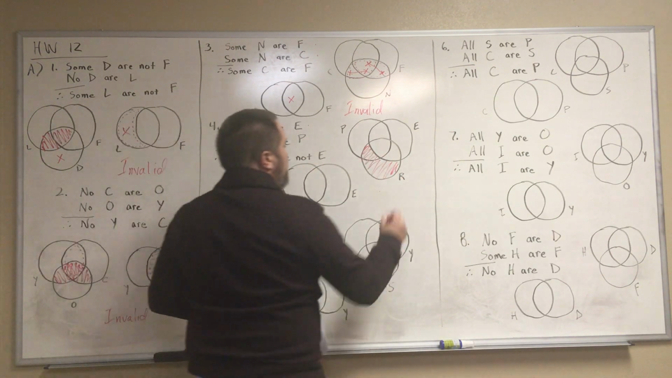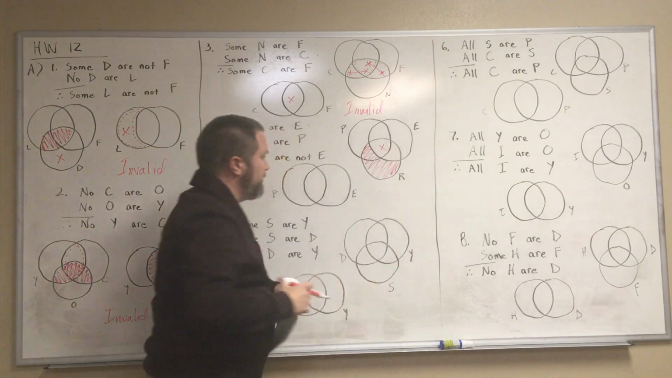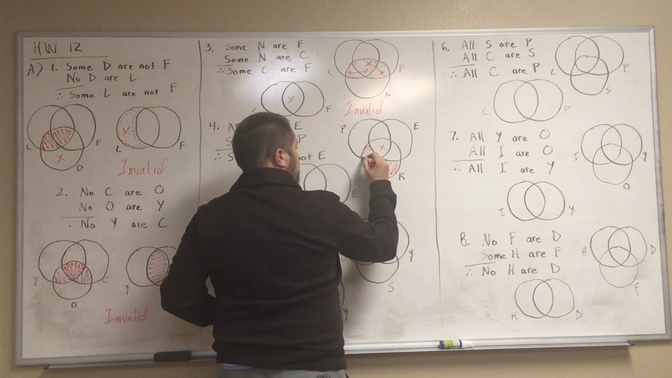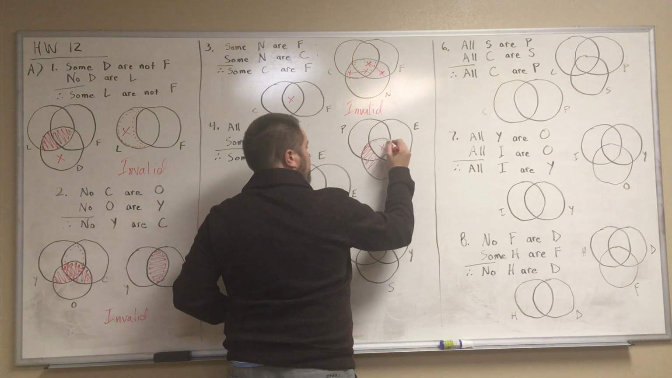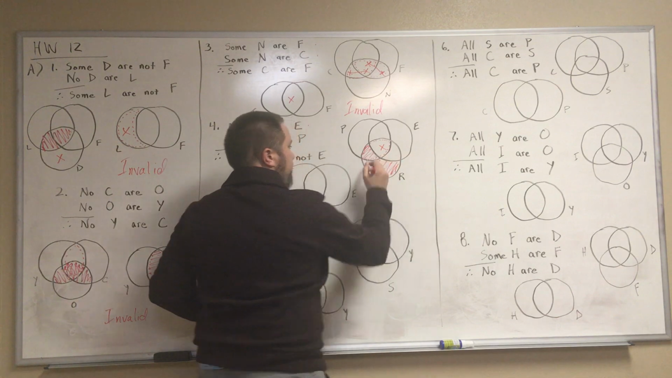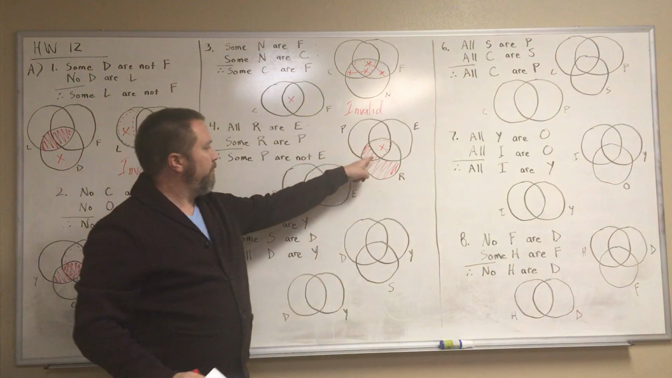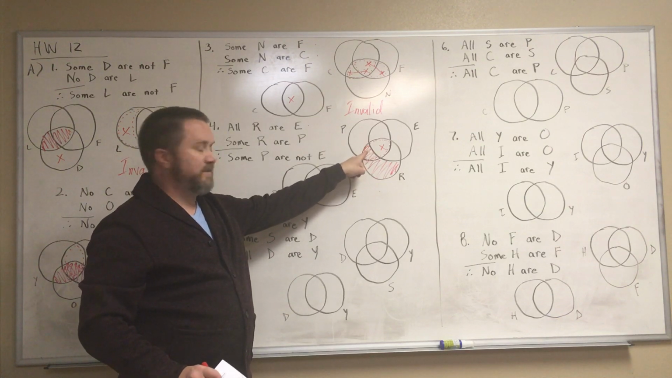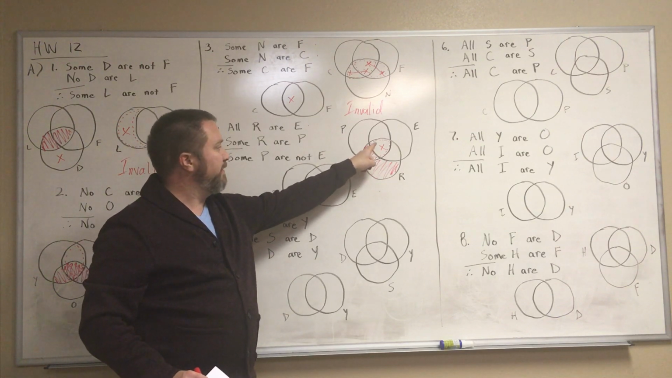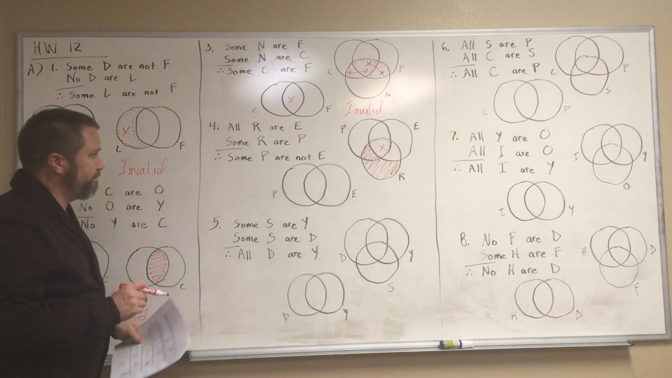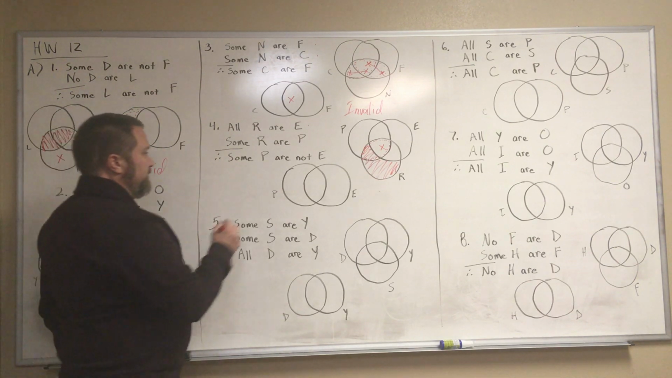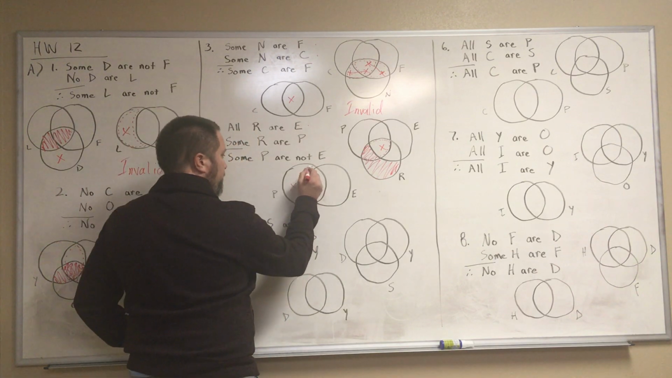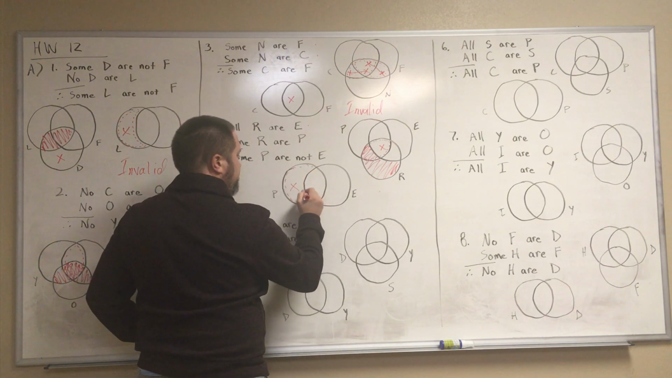Some R are P. So this one we don't have to do a fence straddling X, because some R are P is telling us that there's an X somewhere in that football right there. But since we've already crossed off this half, we know that nothing can exist there because we've eliminated that area. So we know that the X goes over here. And then some P are not E. So we're looking for an X on the left side here on the crescent moon.